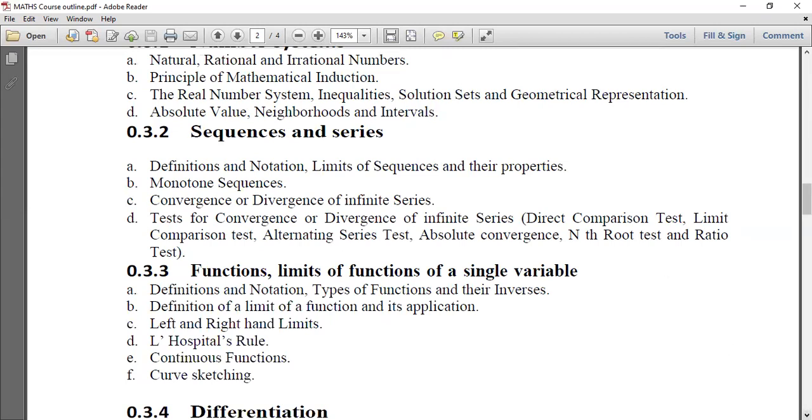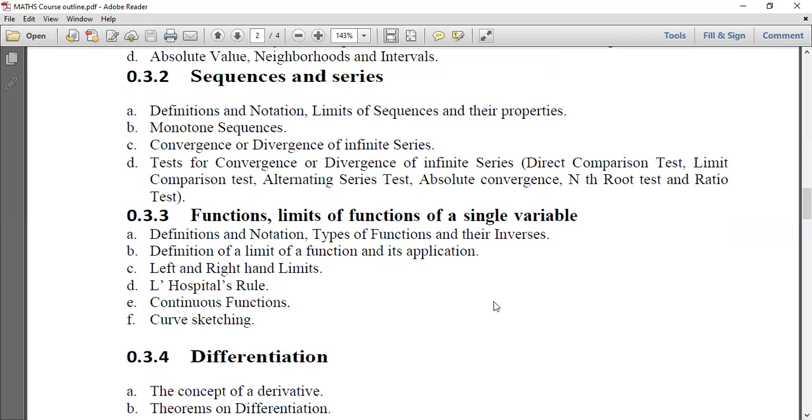We are also going to look at functions, limits of functions of single variables, definition, notation, types of functions, definition of a limit of a function and its application, right and left hand limits, the L'Hopital rule, continuous functions, and also curve sketching.